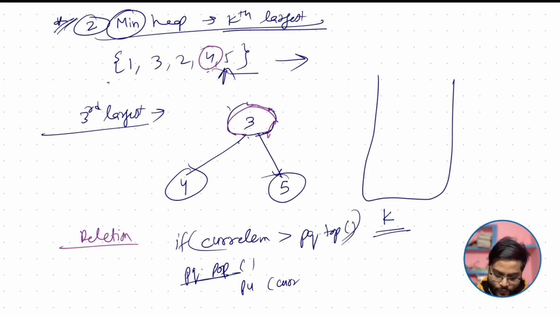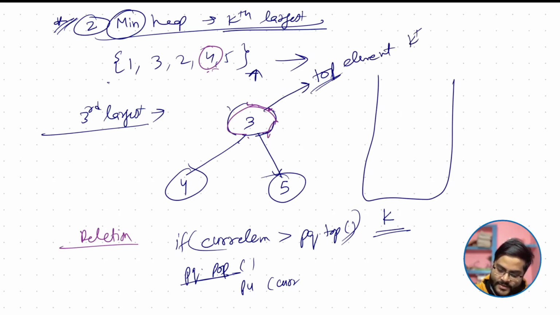Now move forward. There is no element left, so the top element will be our kth largest element. Now why this is working, let me tell you why.